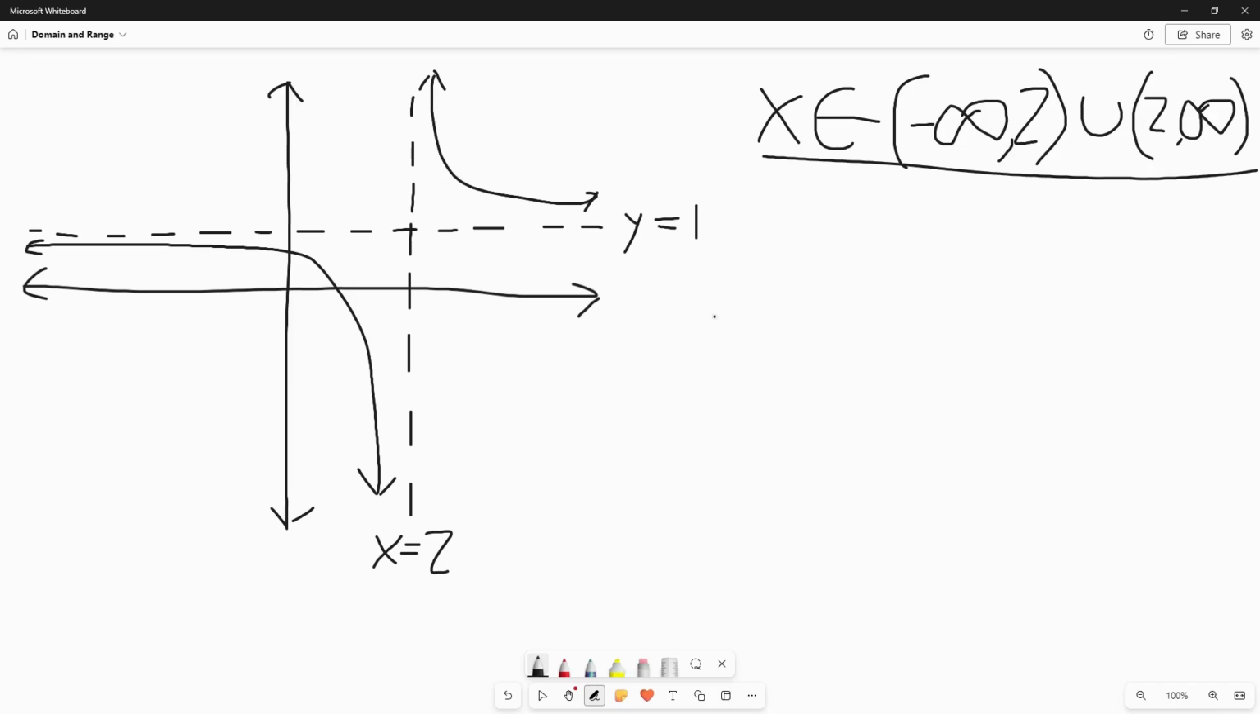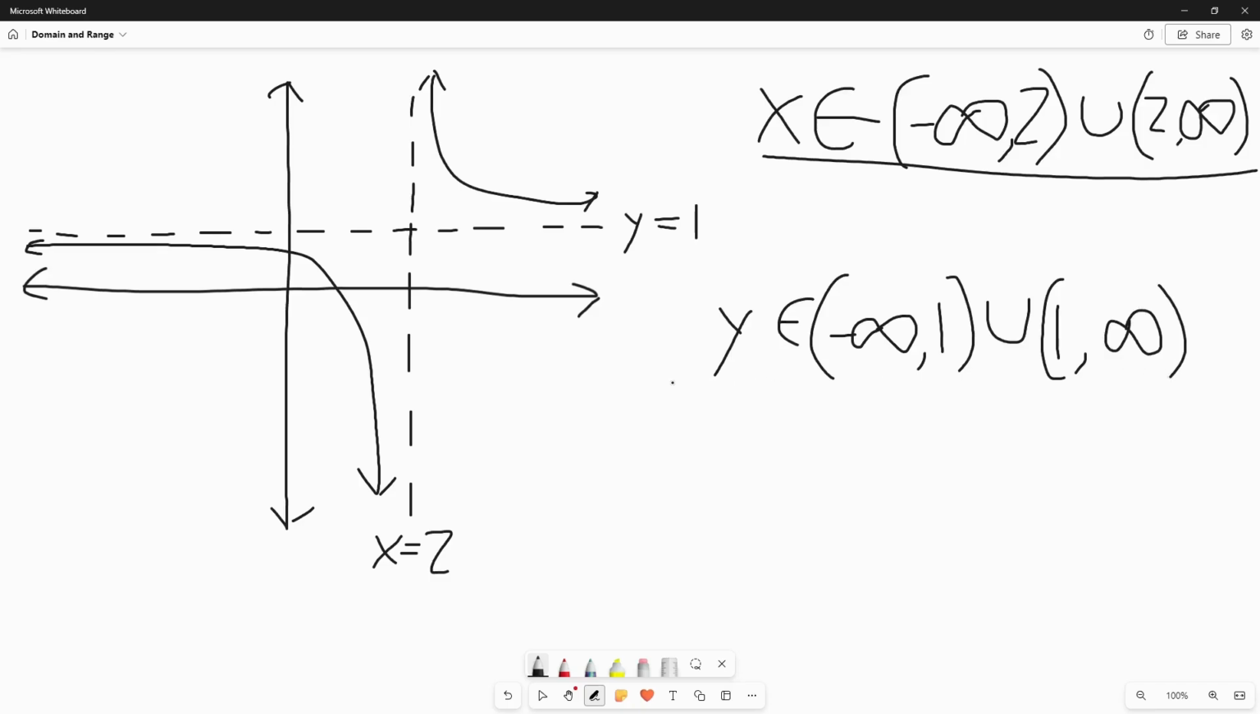And for the range, we would do the same logic. So y exists in -infinity, 1, and it doesn't touch 1, so that's why we put the parentheses, union 1, infinity. And that is our range.